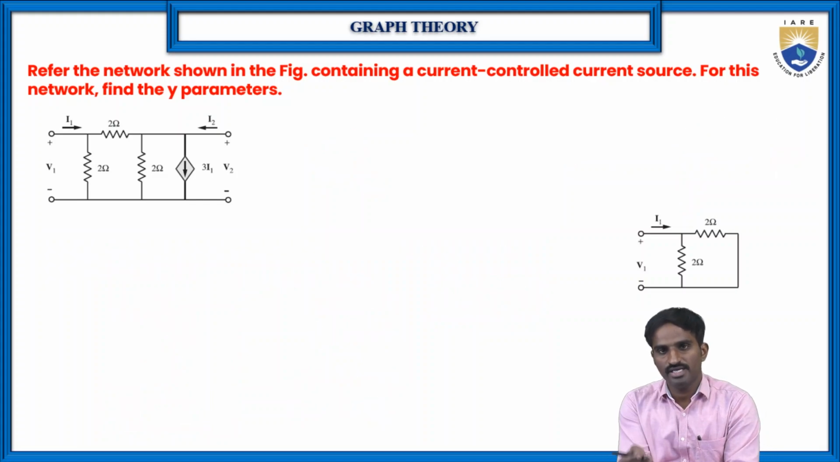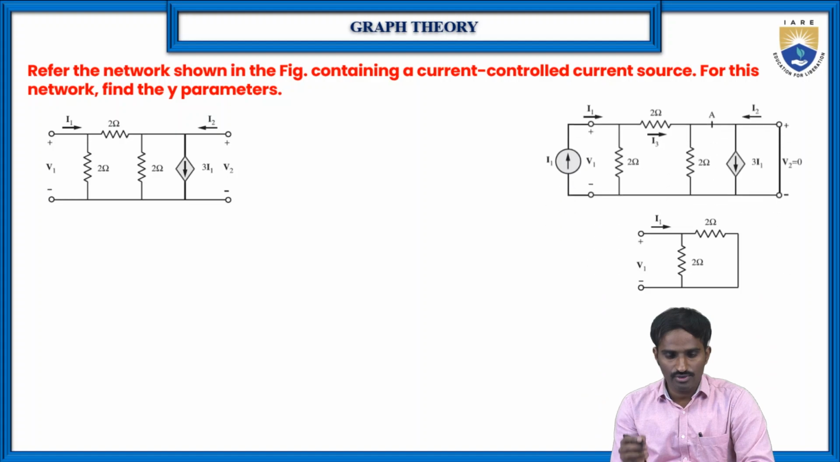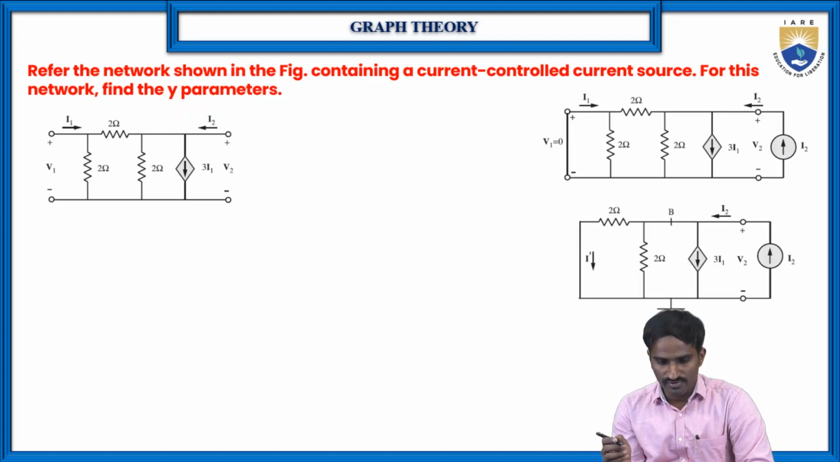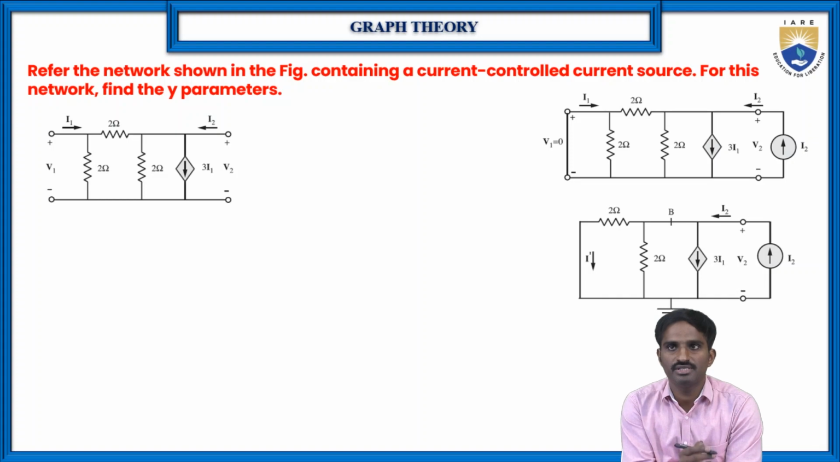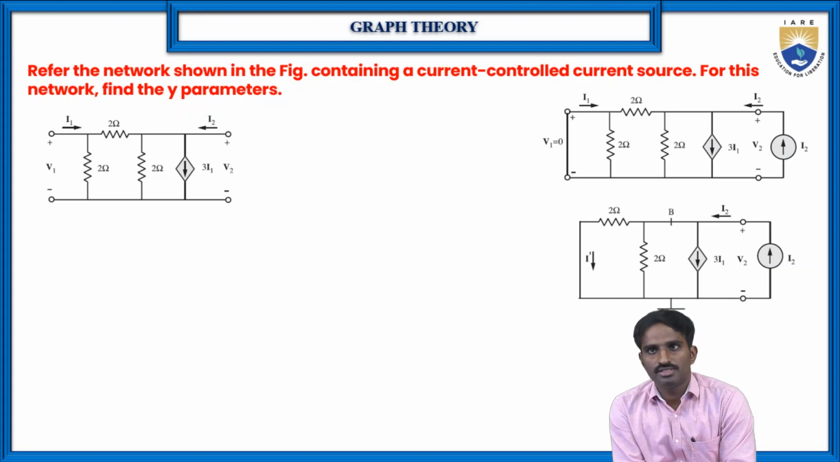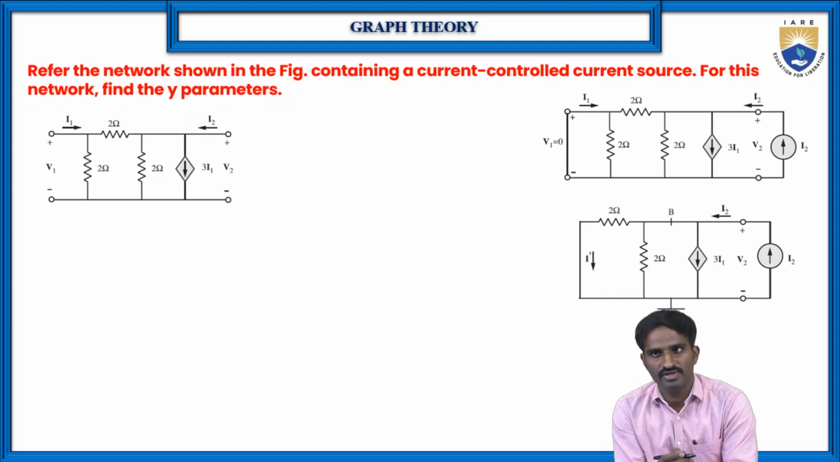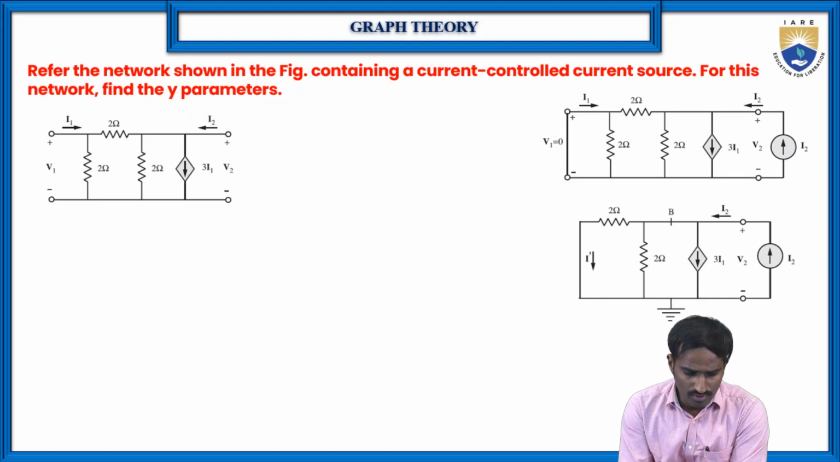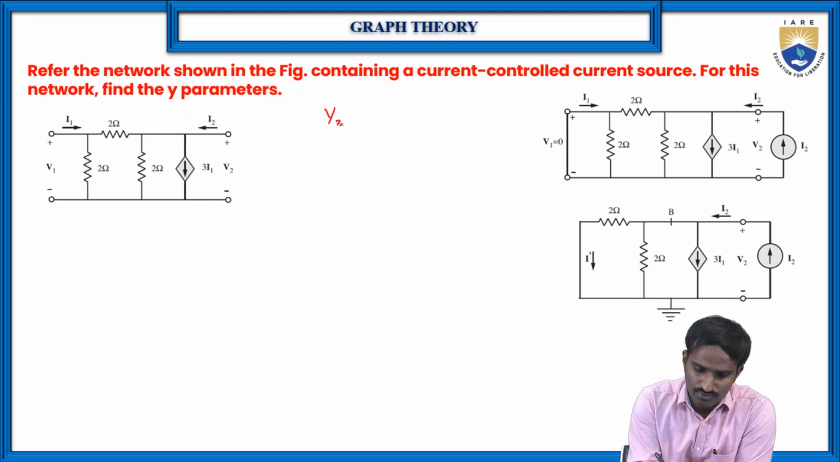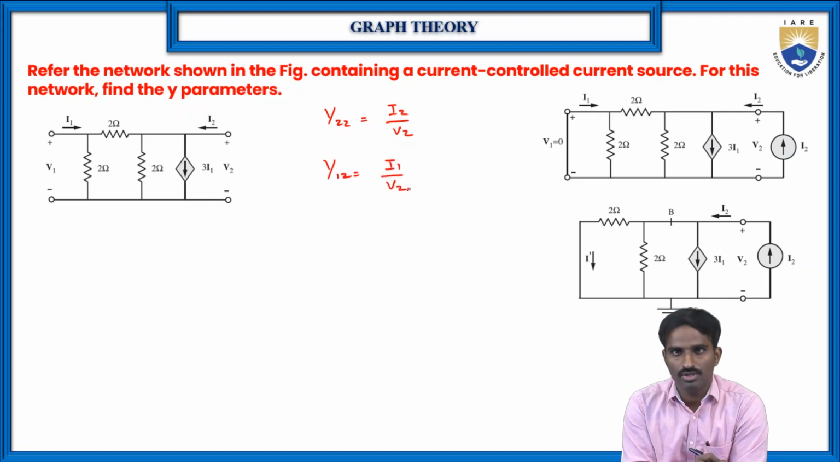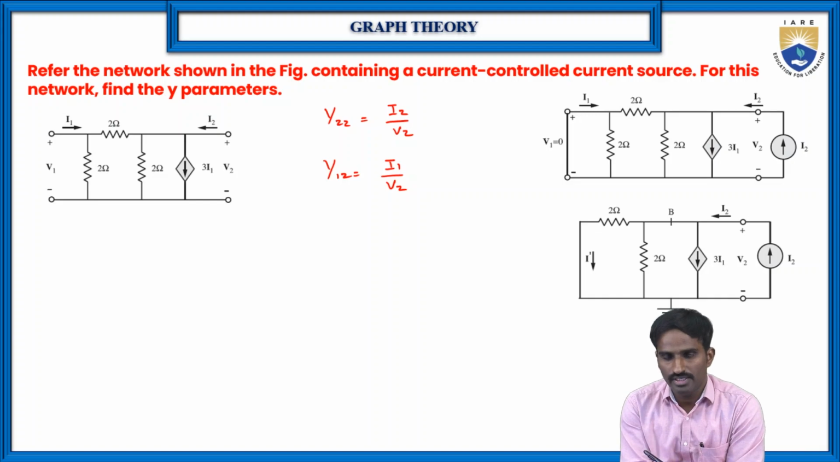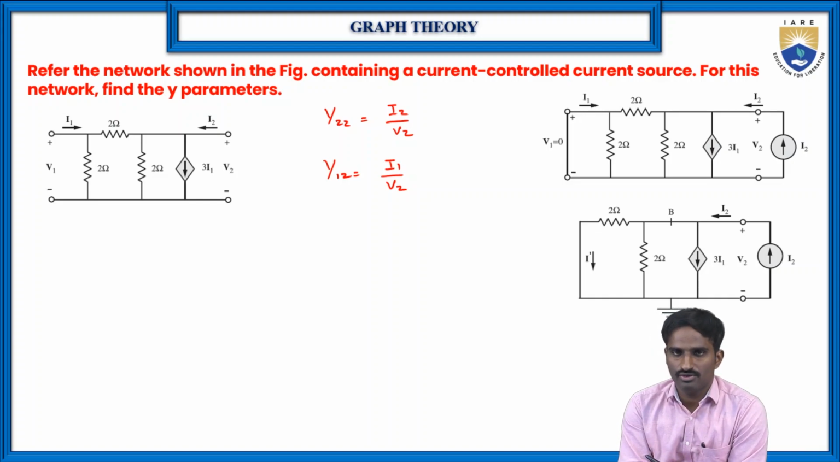Then we go for the second case. In the second case, we make the primary side a short circuit and connect I2 at the secondary side. The two other parameters that we can find are Y22, which is I2 by V2, and Y12, which is I1 by V2. Here V1 is 0 because of the short circuit of the primary side.